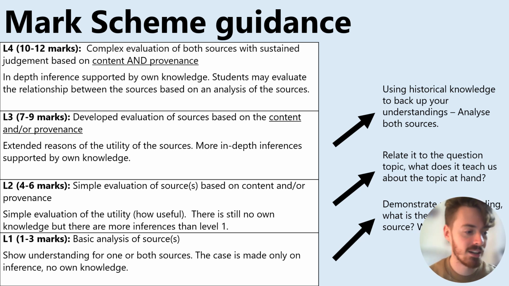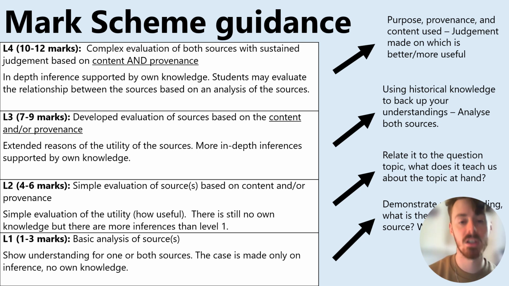Level 4, pardon, is the final one, a complex evaluation of both sources with sustained judgment based on content and provenance. So you're looking inside the source and thinking about the purpose of the person who's making it. Using that purpose, we think about and judge which one's better. This would be mostly from your final paragraph, your judgment paragraph, but it would also be definitely coming from you thinking about who has made the source as well. So notice that for the 9 marks, you'd only talk about what you see in the pictures or in the writing, but to get top level, you need to also think about, right, who has made this? What's that opinion? How is it useful for me to understand the opinion of that person?